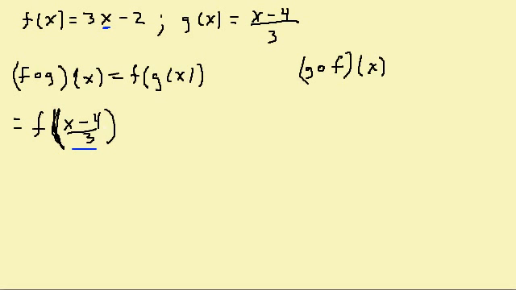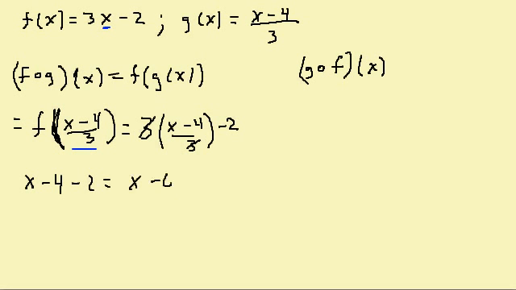So this is going to give us 3 times x, and in the place of x we put x minus 4 over 3, minus the 2. And so when we simplify this, the 3's cancel and we're left with x minus 4 minus 2. And so this gives us x minus 6. And there's our answer.